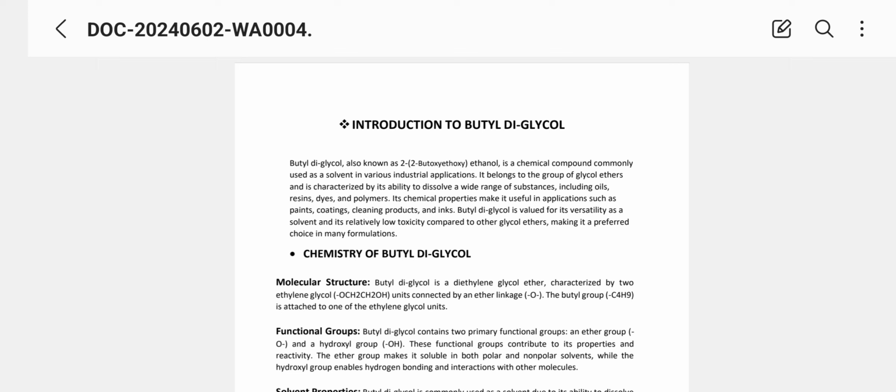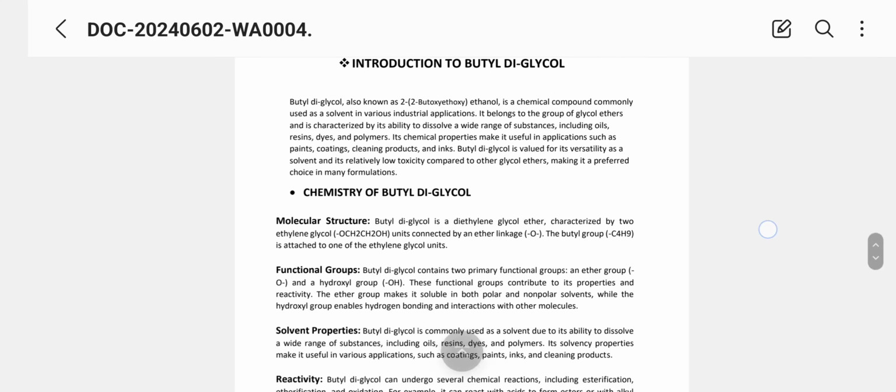Its chemical properties make it useful in applications such as paints, coatings, cleaning products, and ink. Butyl diglycol is valued for its versatility as a solvent and is relatively low in toxicity compared to other glycol ethers, making it a preferred choice in many formulations. Chemistry of butyl diglycol.